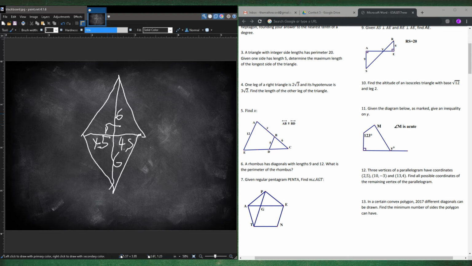So using the Pythagorean theorem, 4.5 squared plus 6 squared, and then take the square root, you get the hypotenuse is 7.5. Since all the sides are the same length, just multiply 7.5 times 4. And that's your perimeter, which is 30. Basically that simple.